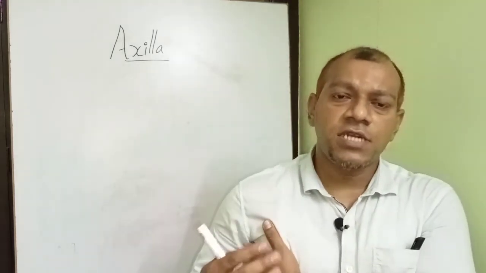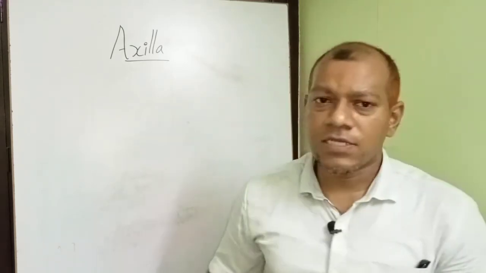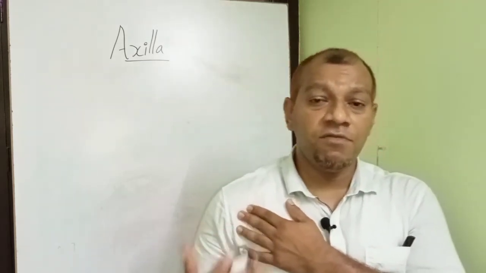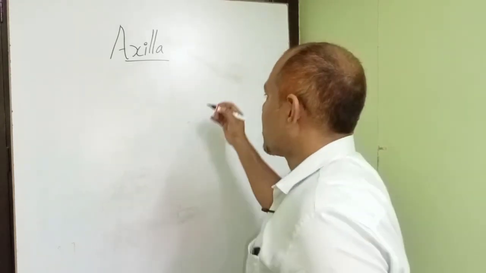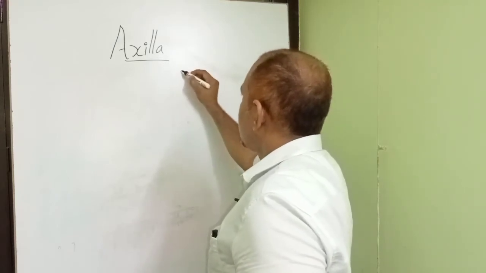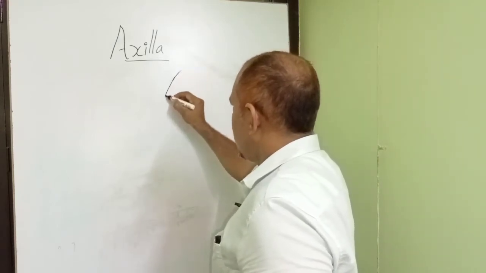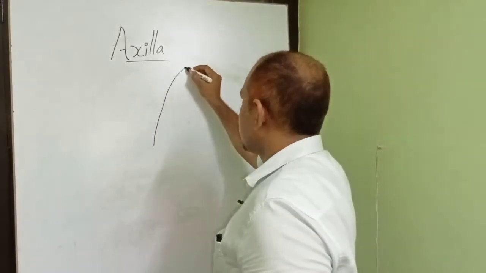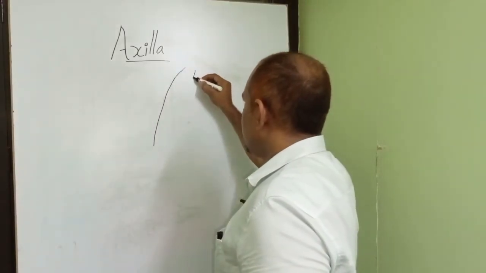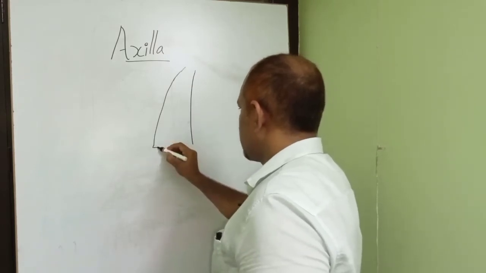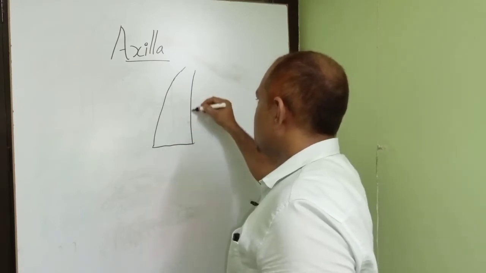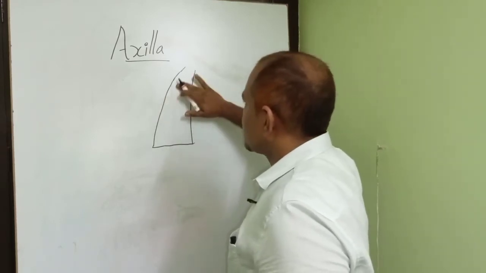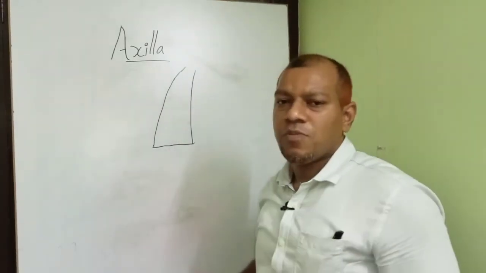Now, what is the shape of it? It is triangular in shape and it has four walls. We can also call it a four-sided pyramid. The apex is projecting upwards and medially. Let me show you in the diagram. So the apex is present upwards and medially, then the base. Here you can see the medial wall and the lateral wall, and this entire region is the anterior wall, behind that is the posterior wall.